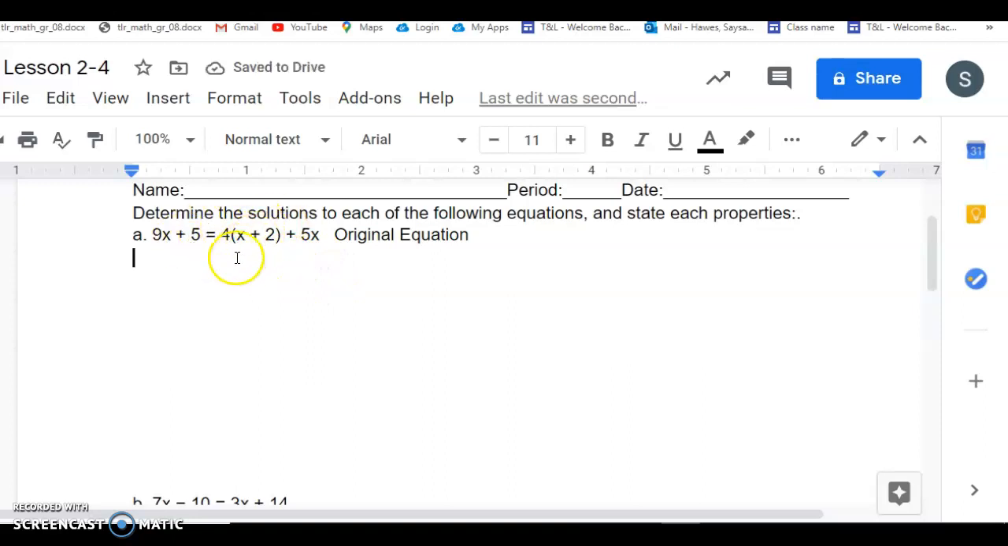You see the parentheses like this? That means you have to multiply. But when you multiply more than one term, we call that the distributive property, remember? So now I have 9x plus 5 equals 4x, because 4 times x is 4x, plus 8, because that's 4 times 2, and then plus 5x. We call this the distributive property of equality.